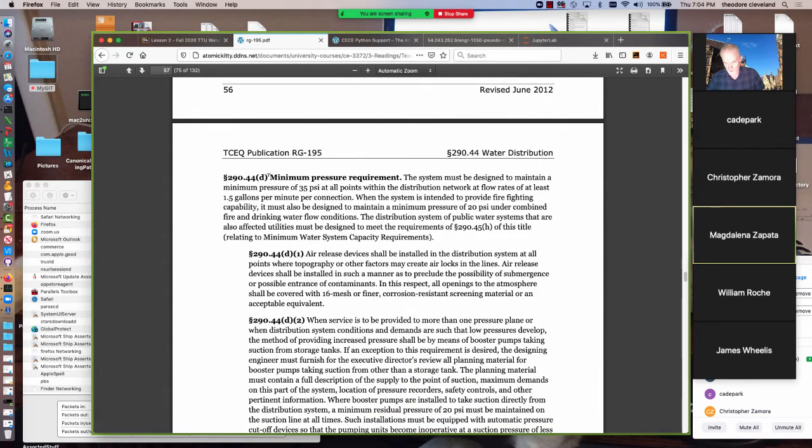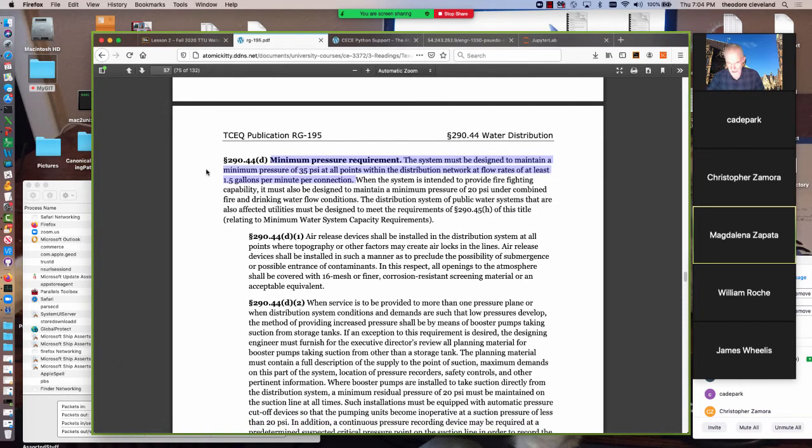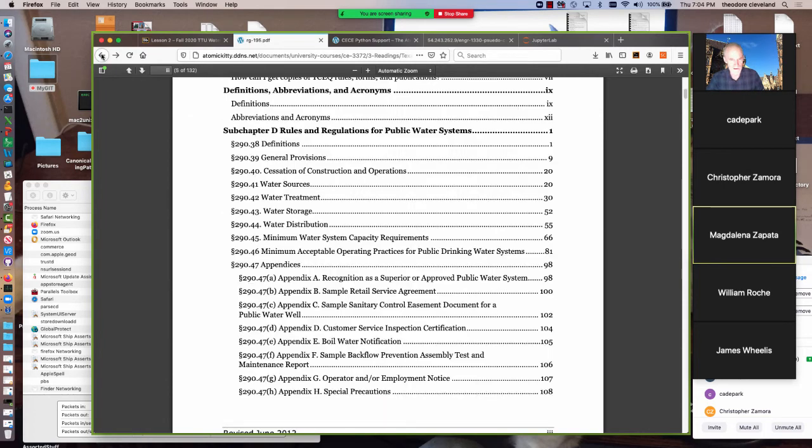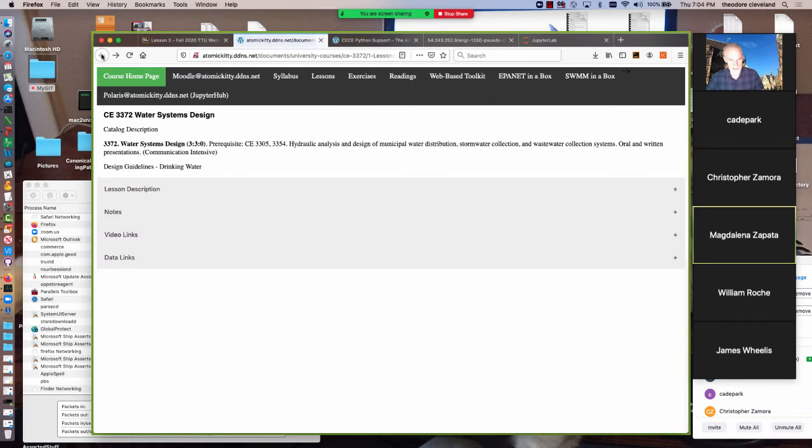Then, like most of them, there's a minimum pressure requirement. You notice that it's appearing quite early in the publication. In the case of the Texas one, it says it shall maintain a pressure of 35 psi at flow rates of at least 1.5 gallons per minute per connection. And if the system is going to provide firefighting capability, it must also be capable of maintaining a pressure of 20 psi under fire and drinking water flow conditions. And by flow conditions, they mean design conditions. And then so on. And you'll have a chance to visit this during various exercises.